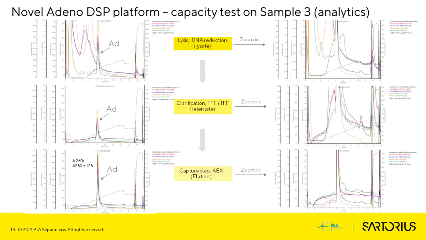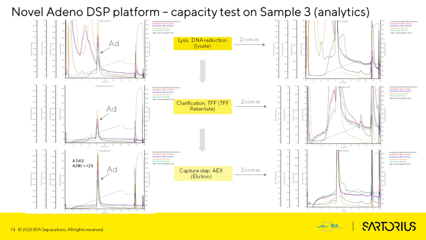Then fractions of the breakthrough experiments were again analyzed using the described HPLC analytical method, and the most important points are shown here. On the upper figure, we can see the complex composition of lysate, all signals showing impurities in flow through and in elution before adenovirus, which is also detected with all detectors. After TFF, a lot of proteins and smaller DNA fragments are removed, and adenovirus is already more exposed.